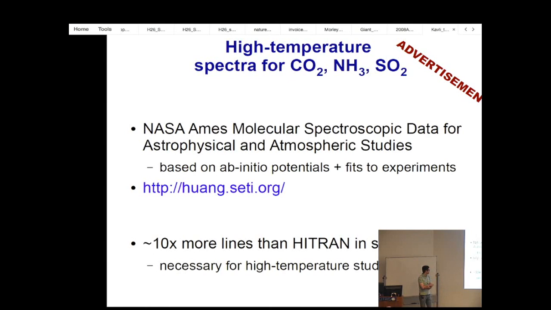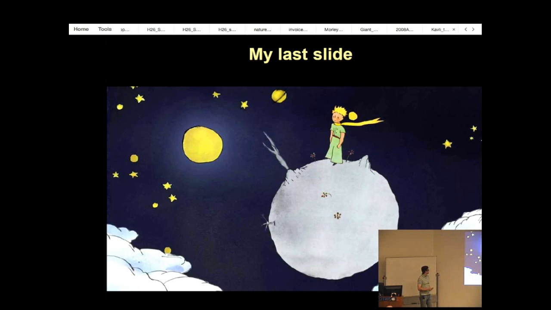So for people who are interested, take a look at this website. And currently, there are CO2, ammonia, and SO2 for certain temperature ranges. And roughly, the people who are working on this include between 10 and 30 times more lines in there, which means that some parts of the spectrum that HITRAN would predict may be, let's say, up to 30% inconsistent. And finally, this is my last slide. So, thank you.